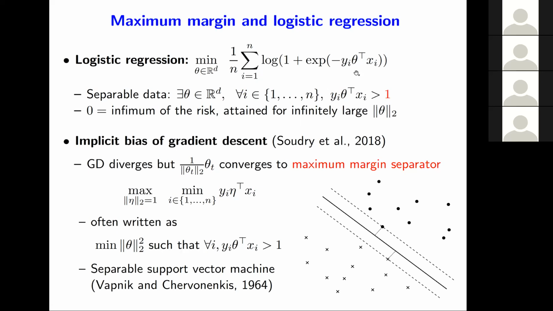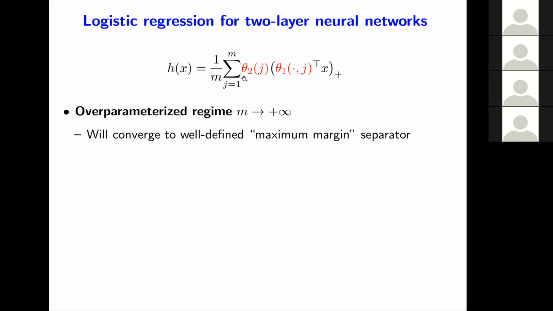Now the goal would be to extend this to the neural network case. This is my neural network again: output weights, input weights, and my nonlinearity. What I'm going to talk about will be exclusively for the rectified linear unit. I will need homogeneity a lot, and I'm going to consider m going to infinity. What you have from the previous part of the talk is that it is going to converge to a global minimum. Here it should diverge, but how does it diverge? What is the norm that I'm going to implicitly minimize?